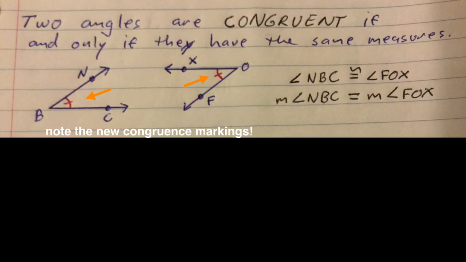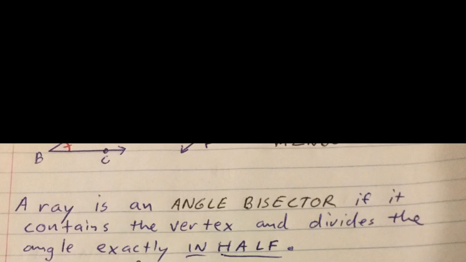And then one final definition, angle bisector. Bisector, remember, is cut in half. So an angle bisector is a ray that contains the vertex of the angle, contains the corner, and divides the angle exactly in half.